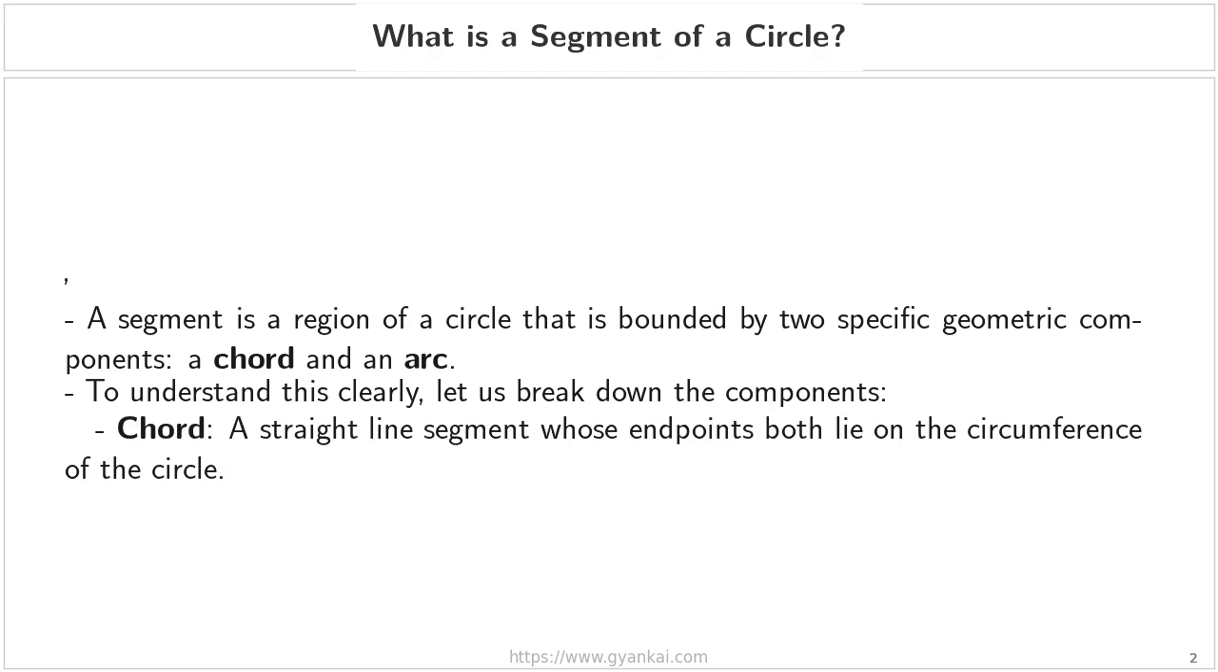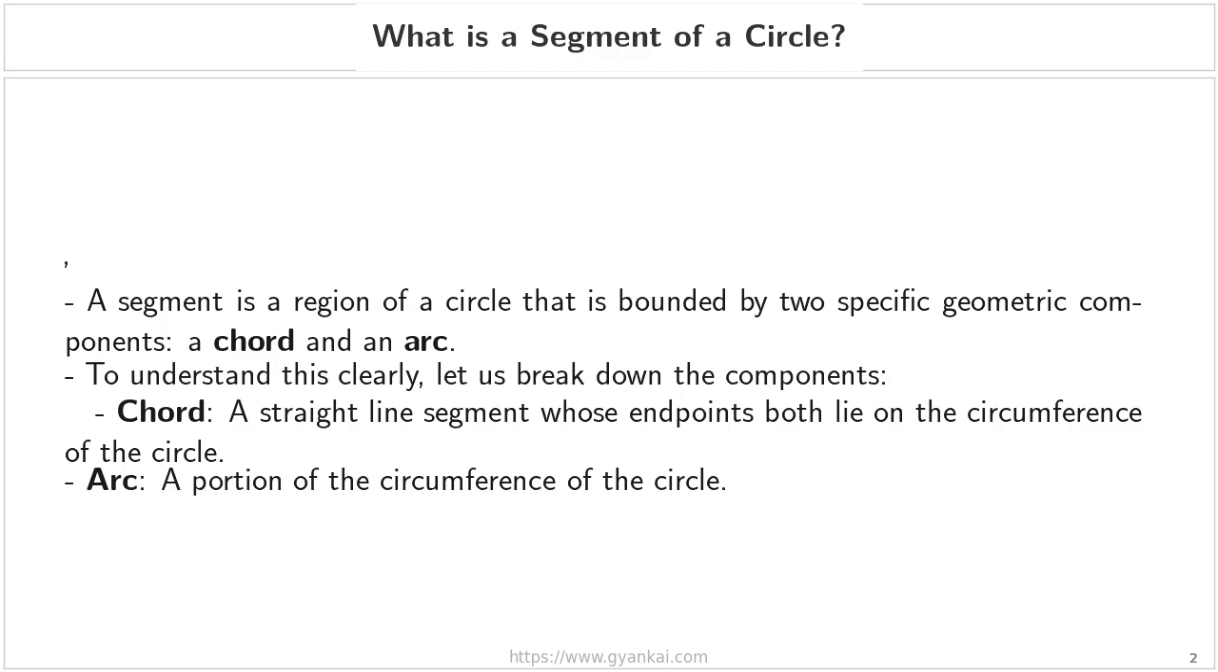First, we have the chord. Think of a chord as a straight line segment where both endpoints sit exactly on the circumference of the circle. It's a straight path cutting through the circle's interior. Second, we have the arc, which is simply a portion of the circle's outer edge or its circumference.